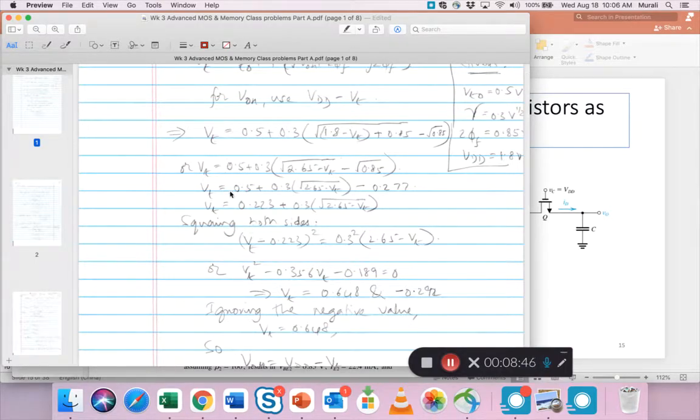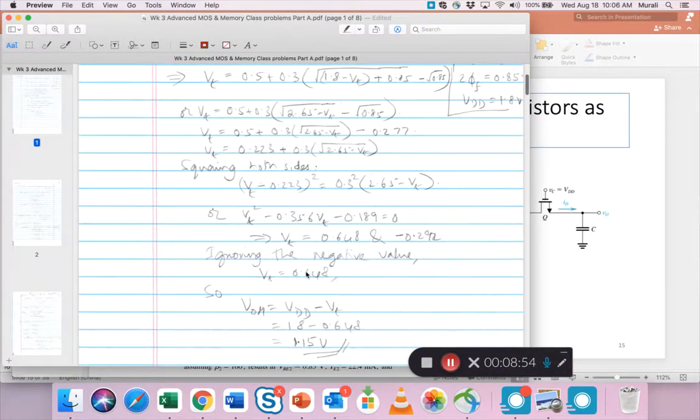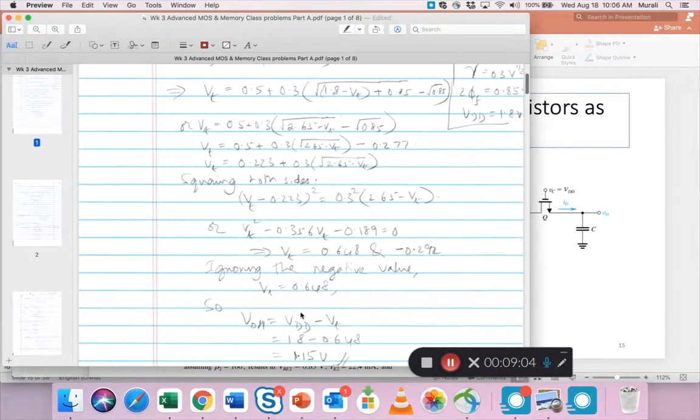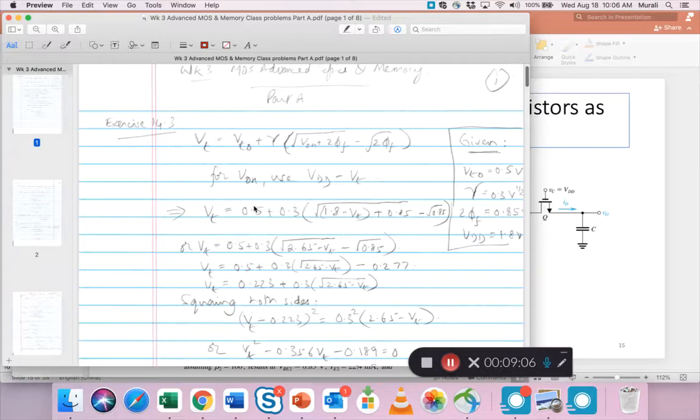So you can follow the steps, they're simple steps. So you get an equation in a square. If you solve that, you get two values for Vt. One of them can be ignored if it's a negative value. The other is the value you take. Then VOH is VDD minus Vt, which is 1.15 volts. Okay. So make sure you understand this process.